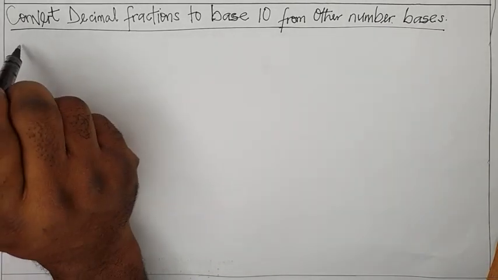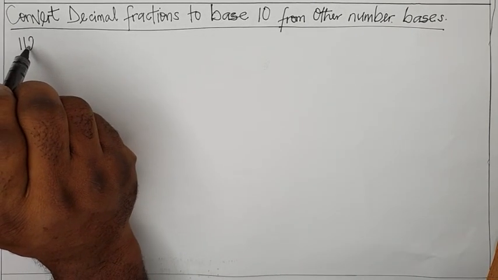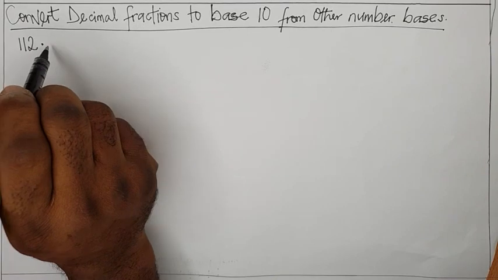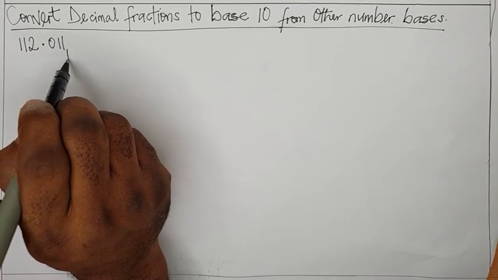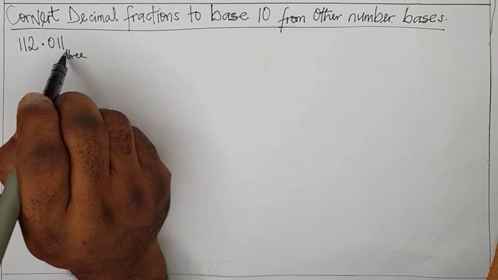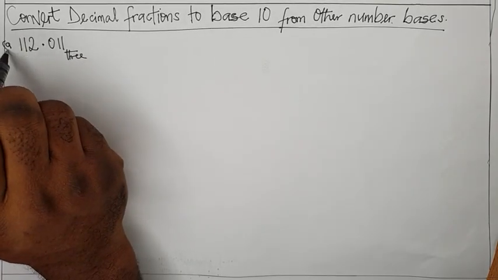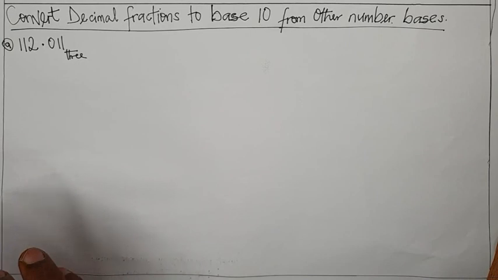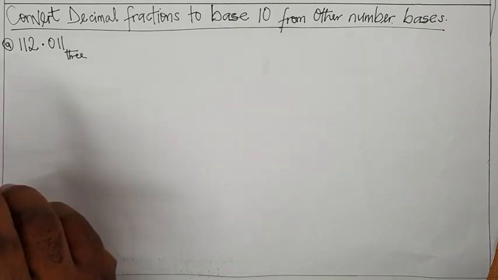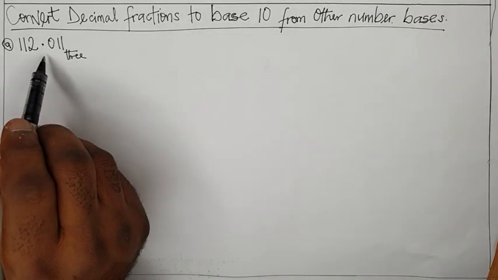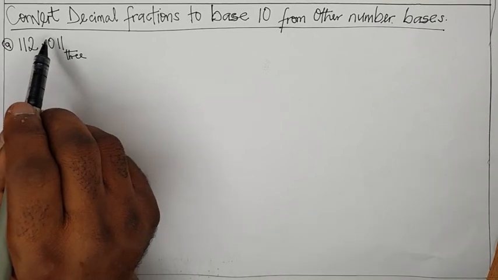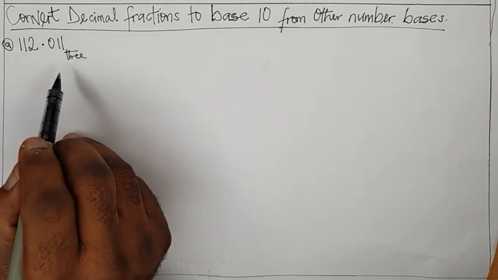The number 112.011. Let this be in base 3. What we want to do to this expression is to convert it to a number in base 10. If you look at this, you will notice that there are two parts to this number. The first part is the whole number part, while the second part is the decimal part.